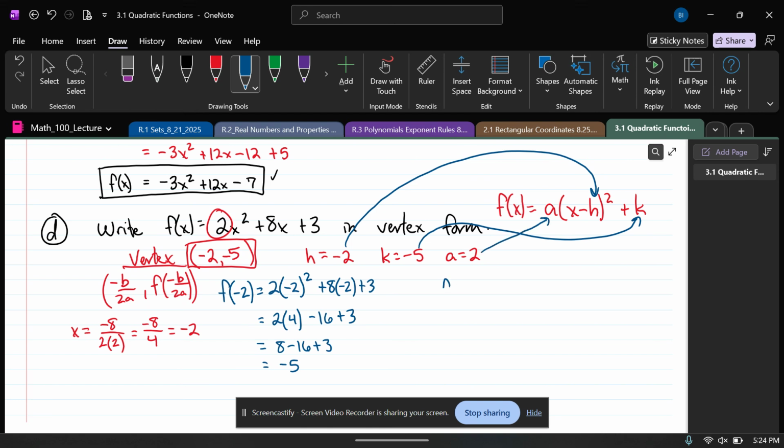So that is going to be f of x equals 2 parentheses x minus negative 2 squared plus negative 5. And I'm just going to clean that up a little bit because I got a double negative inside of the parentheses. So that'll clean up a little bit to be 2 times x plus 2 squared. And then I'm just going to write that as minus 5.